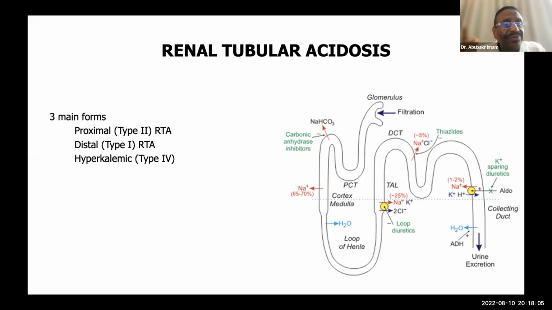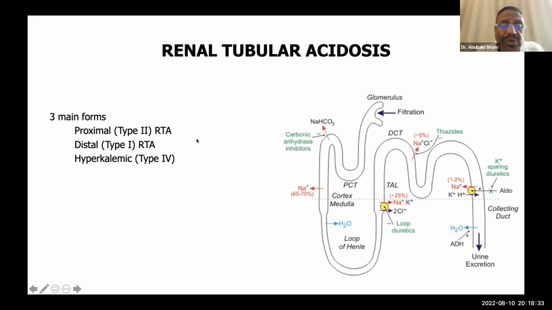And then a sequence of events took place. People labeled type 3 RTA, which is the one that involved the carbonic anhydrase inhibitors. And they found that carbonic anhydrase can work in different parts of the nephron, such as the proximal tubule. And lately they found that we are not going to deal with type 3, because type 3 can be either proximal or distal.